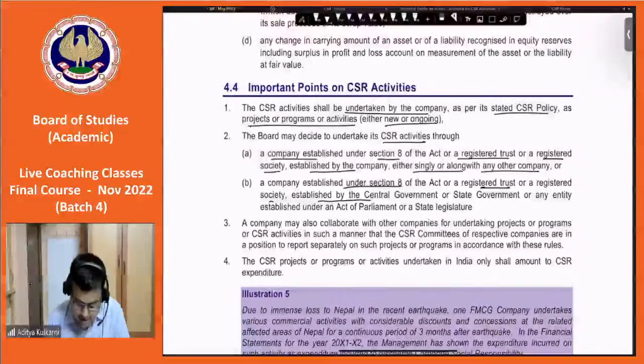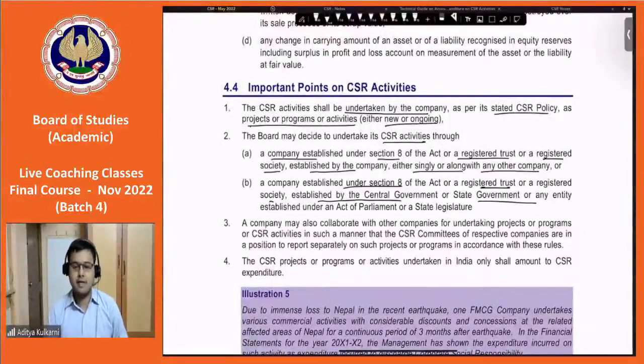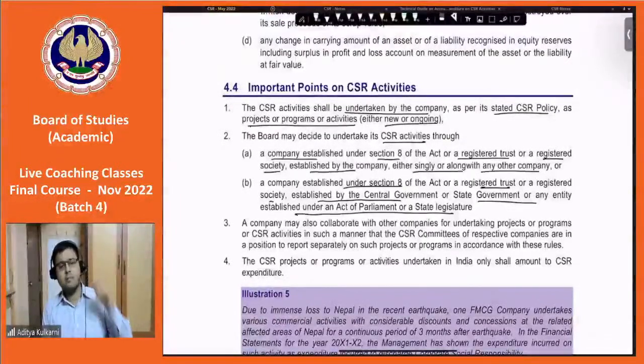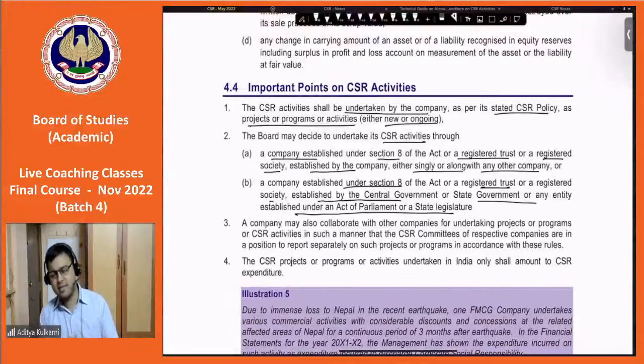or society established by central government or state government or any entity established under an act of parliament or a state legislature. Okay. So for example, you are an entity providing consultancy services. You are a private limited company. CSR is applicable to you. I'm just giving an example. So because of CSR being applicable, what do you do? You put your money in ICAI Accounting Research Foundation, ARF. Accounting Research Foundation is a Section 8 company formed by ICAI, which is established under the Act of Parliament.